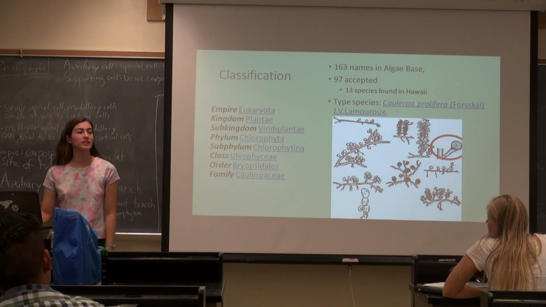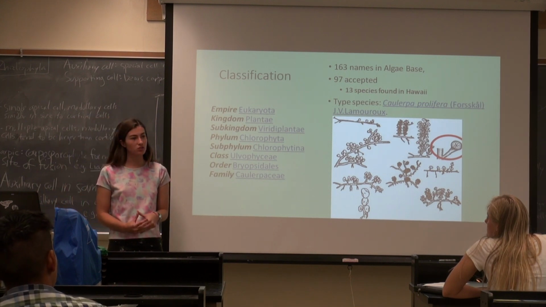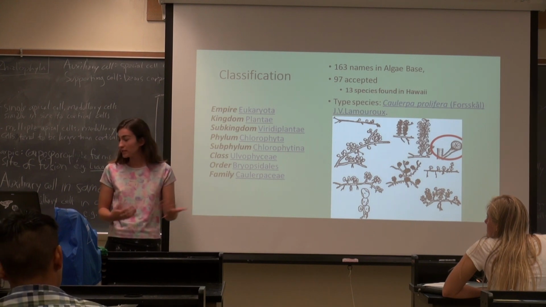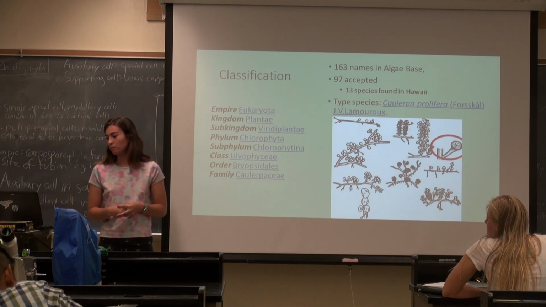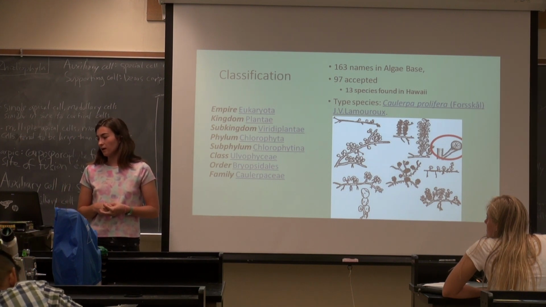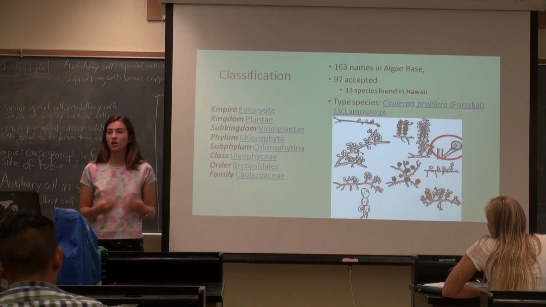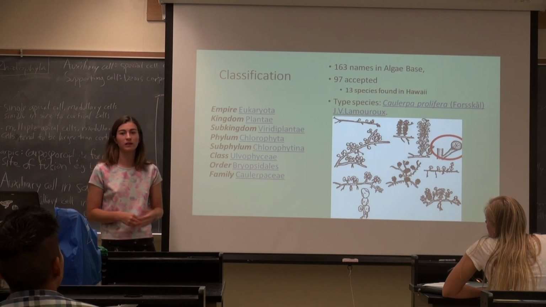So there are 163 names in AlgaeBase. 97 of those are currently accepted as taxonomical units. And the type species is going to be Caulerpa prolifera. And then we have 13 different species in Hawaii. Most of them aren't very common, so there's a couple in our algae book that are more common.